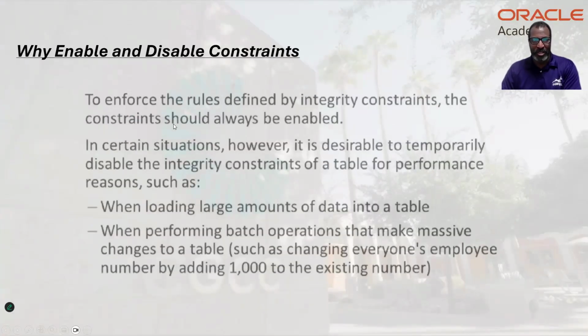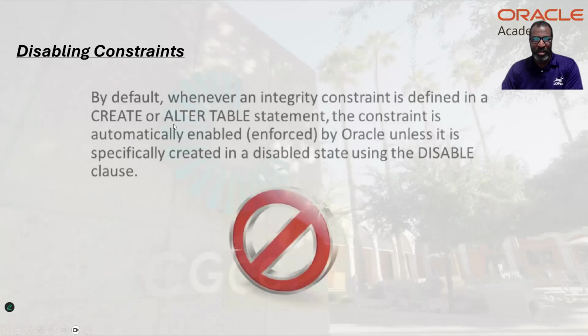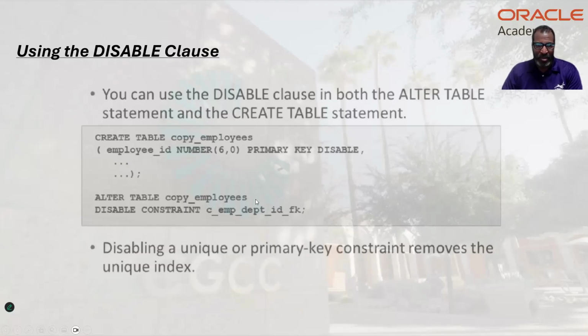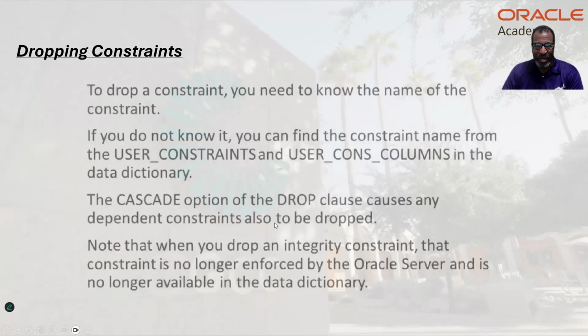All right, so there are reasons to disable and enable constraints. By default, whenever it's designed, it is enabled. To disable it is a simple command: alter table, disable constraint, and then the name of the constraint. So that's how you disable it. And to enable it, it's enable, then the name of the constraint.